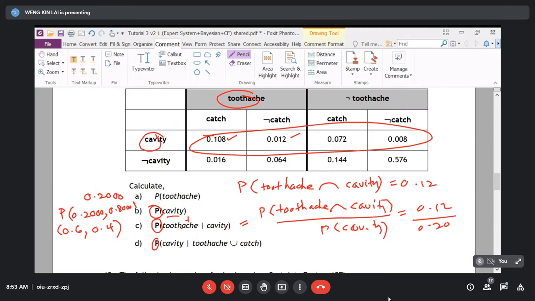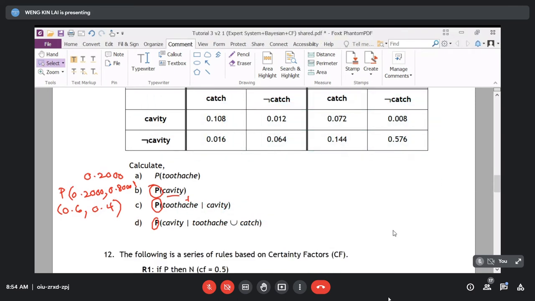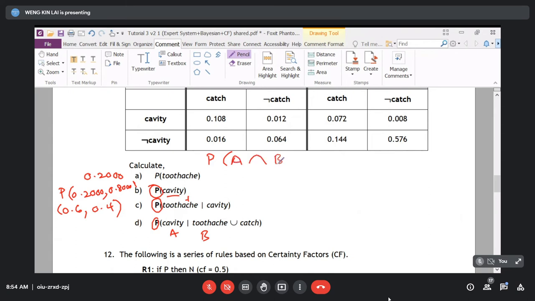The last one, the next question, D, is the joint probability of toothache or catch. Let me erase this. Now this one is toothache or catch. So if this is A, this is B, basically you're looking at P of A intersection with B over P of B. So we have to calculate.